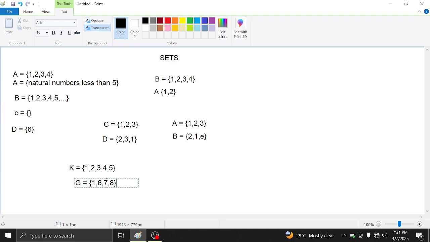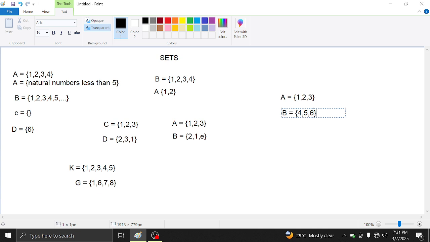Now the disjoint set. If no member of a set, let's say A, belongs to a set B, then set A and set B are disjoint sets. Let's make an example here too. Set A has members 1, 2, 3, and set B has members 4, 5, 6. Since no member of set A is present in set B, set A and set B are disjoint sets.